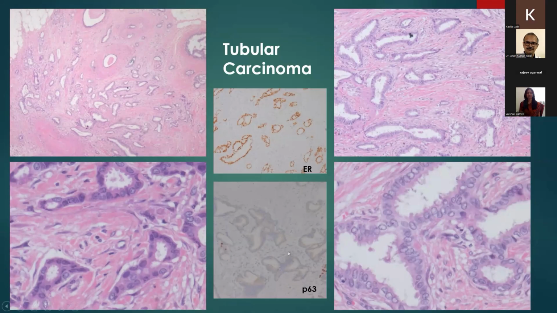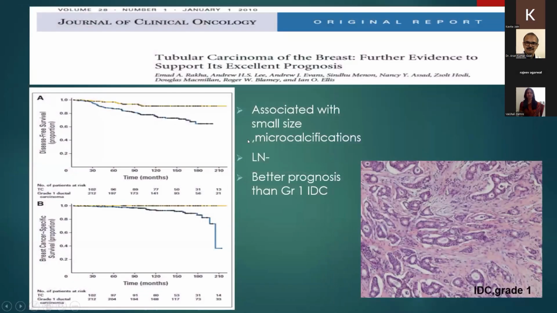Myoepithelial cells are absent, and these are ER positive. They are generally small size, can be associated with microcalcifications. Lymph nodes are generally absent. So a simple breast conserving surgery with a sentinel lymph node biopsy can suffice for treatment. And prognosis is better than IDC. However, one should be careful as to not confuse tubular carcinomas with grade 1 IDCs.